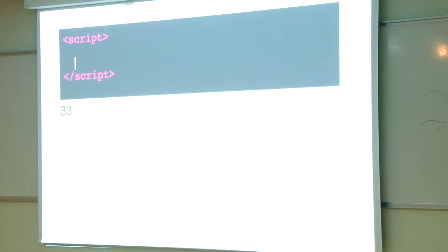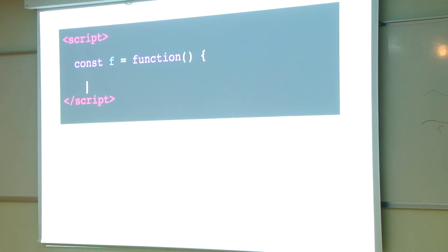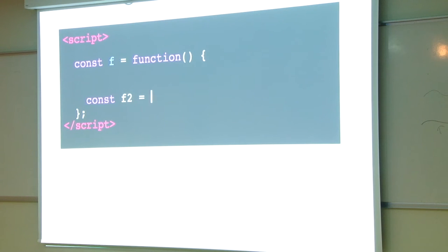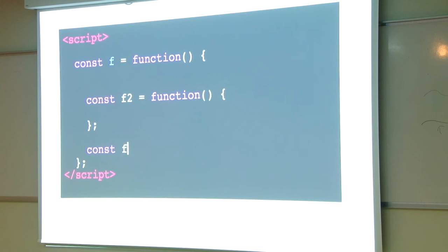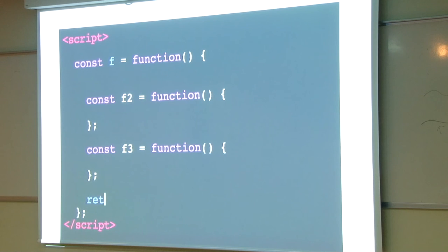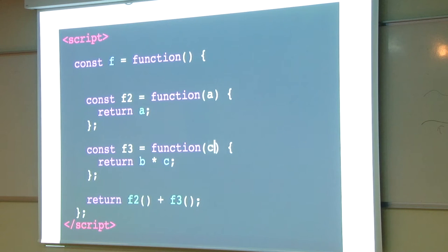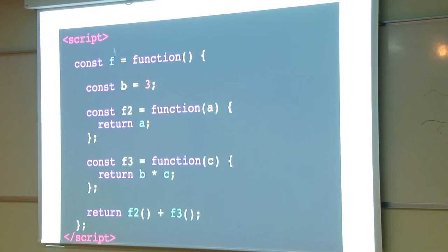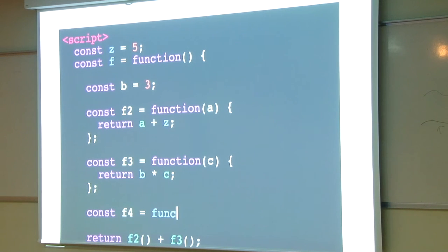What's a good example I can give you? Const f function. Const f2. Const f3. Return f2 plus f3. And then let's have f2 return a, which is going to have a local a. F3 return b times c, where c is there. B is const b is something there. And then there's a const z here somewhere. And let's have this be that divide. Oh, no, let's do something simple. Plus z. What else can I do to really mix things up here? I know, const f4, which takes, yeah, maybe that's enough. Okay.